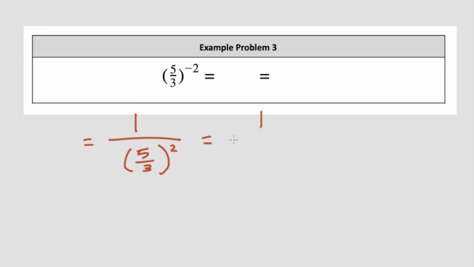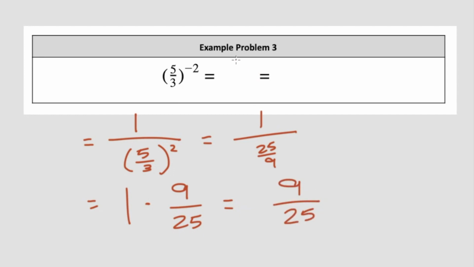So this is pretty simple. That becomes 1 over 25 over 9 because 5 times 5 is 25 and 3 times 3 is 9. So then we know that when we divide by a fraction, we're multiplying by the reciprocal. So that's 1 times 9 over 25. That becomes simply 9 over 25, and then we are done.